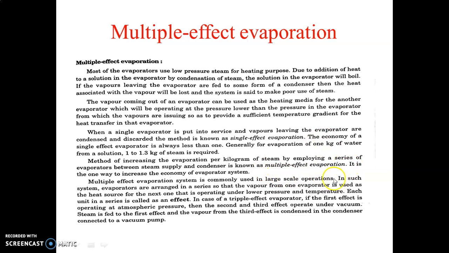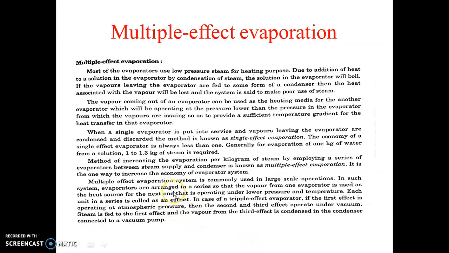First we will discuss what is meant by the multiple effect evaporation system. The method of increasing the evaporation per kilogram of steam by using a series of evaporators between the steam supply and the condenser is known as the multiple effect evaporation system. So instead of using one effect evaporator, we can use a series of evaporators between the steam supply and the condenser. By using this we can increase the economy of the evaporation.